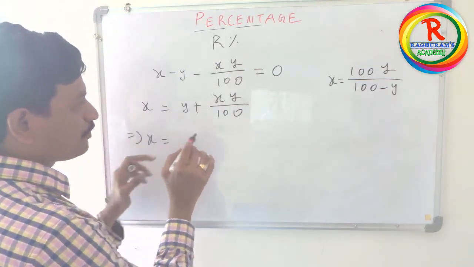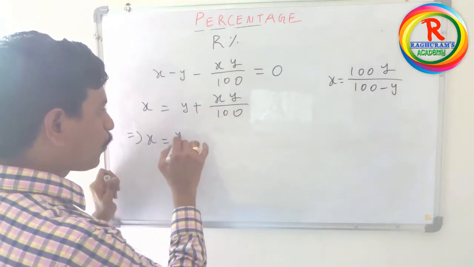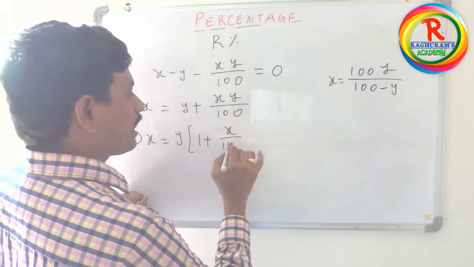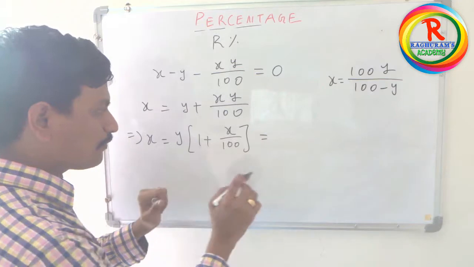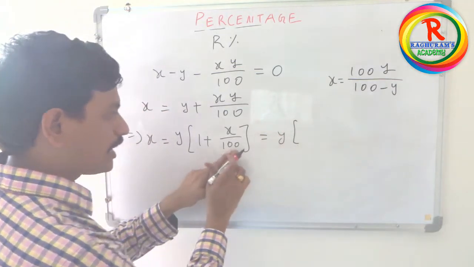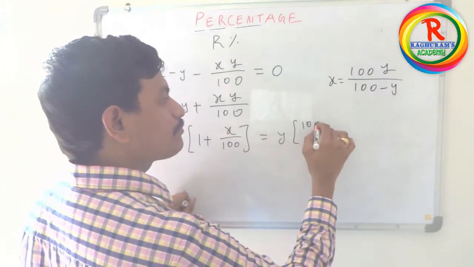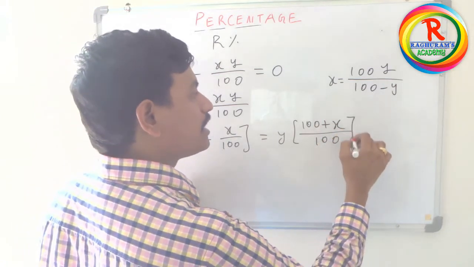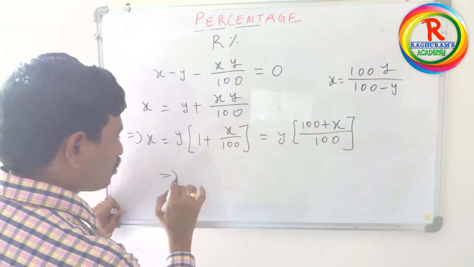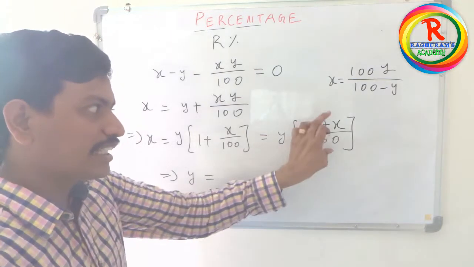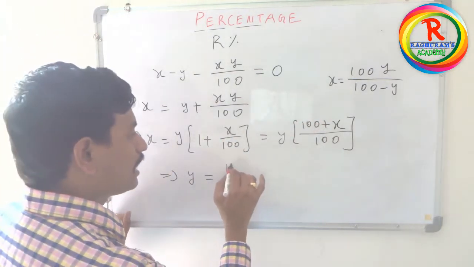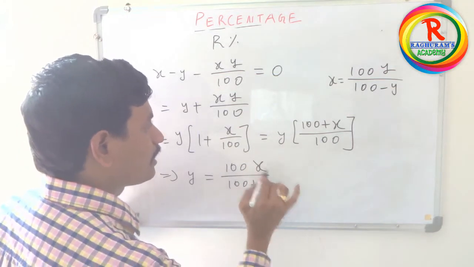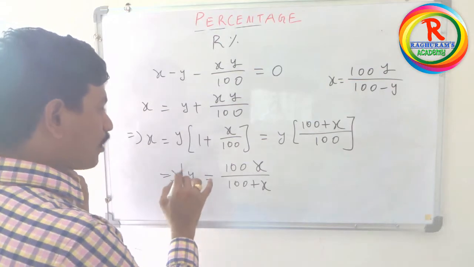So X is equal to, we need to find Y here. So I am taking Y common: 1 plus X by 100. Simplify this one. Y into, so 100 into 1, so 100 plus X by 100. We need to find Y. So Y is equal to, take these two to the left hand side. So we get 100X by 100 plus X. So this is the formula.